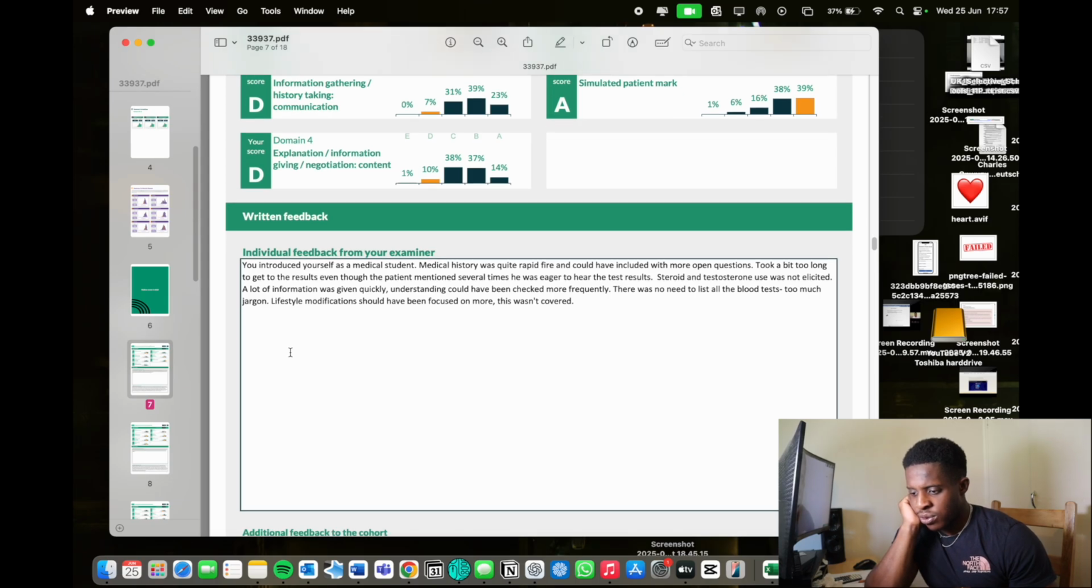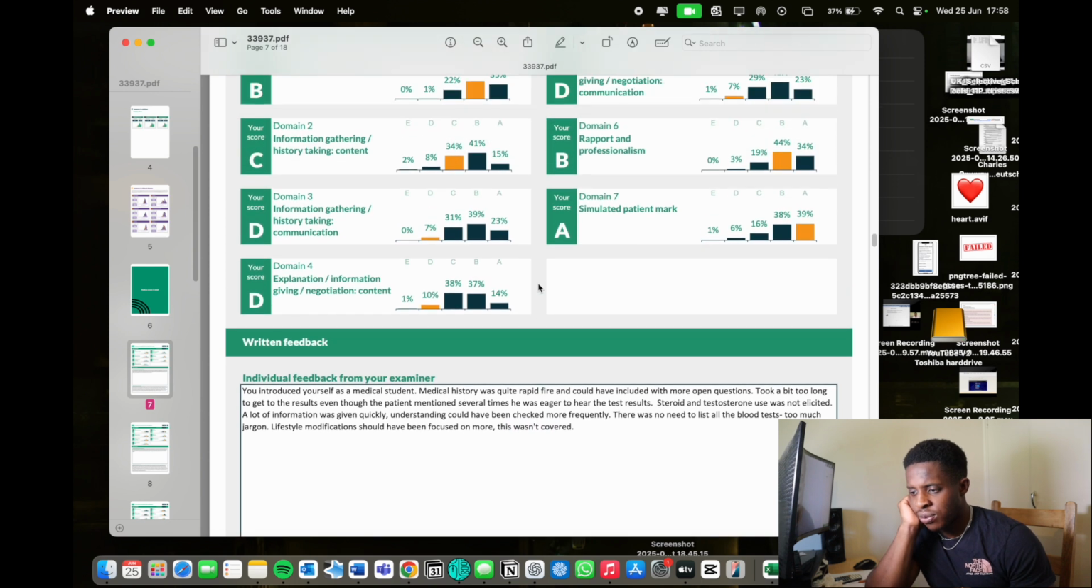They said the medical history was quite rapid and could have included more open questions, and it took a bit too long to get to the results, even though the patient mentioned several times he was eager to hear the test results. Steroid and testosterone use was not elicited, a lot of information was given quickly, understanding could have been checked more frequently, there was no need to list all the blood tests, it was too much jargon, and lifestyle modifications should have been focused on more; this wasn't covered.